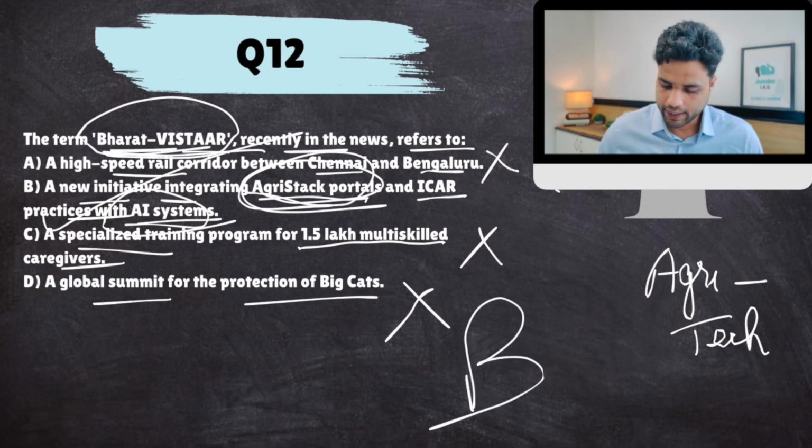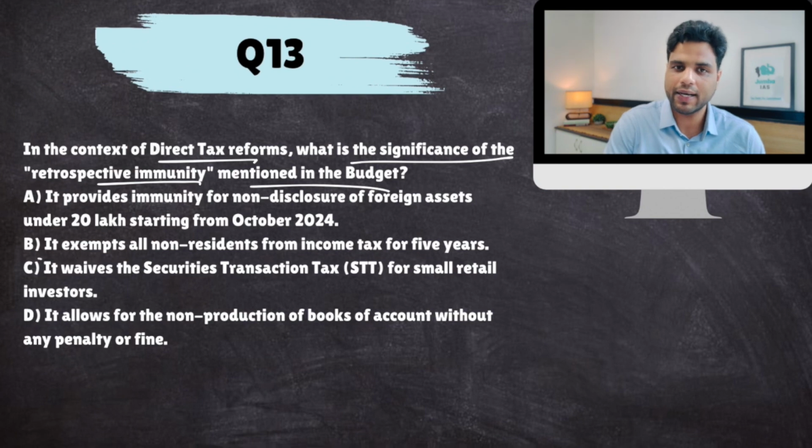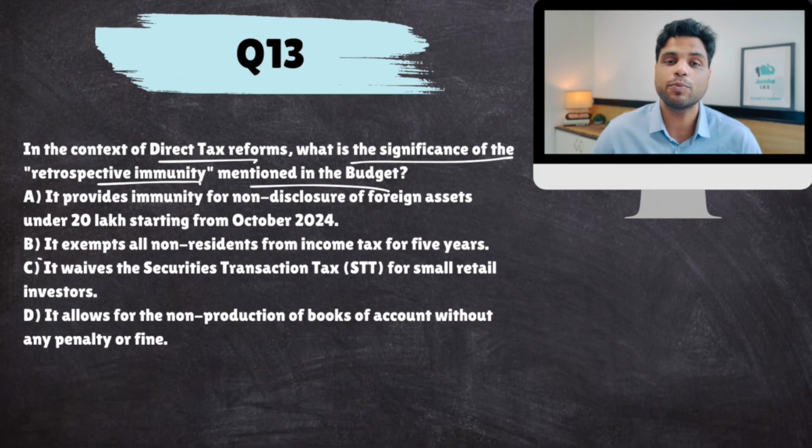Okay. Next. In the context of direct tax reforms, what is the significance of retrospective immunity? Retrospective means going back in time. So if you are caught not disclosing your foreign assets, let's suppose you pay income tax, you declare your income, but you had certain assets outside India. You did not declare them so as to save some tax. Now, if the government finds out about it, there is going to be penalty and some charges against you. But this time, government came out with some immunity for these people so that they declare these foreign assets now, without the fear of any punishment from the government.